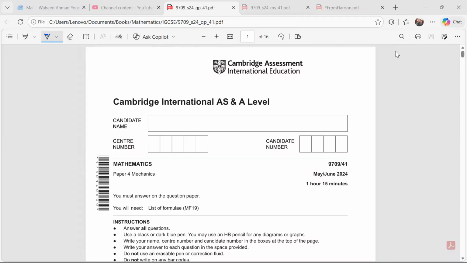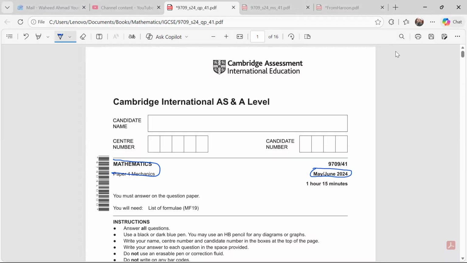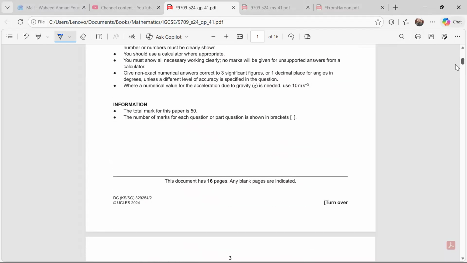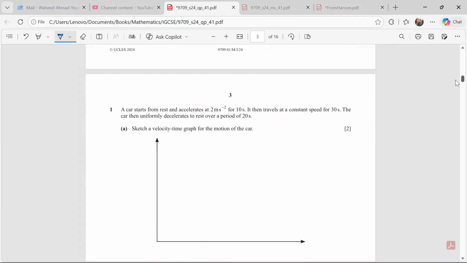So right now I have this mathematics paper 4 for mechanics, and we are doing May June 2024. Okay, so let's begin. We have this question number 1.